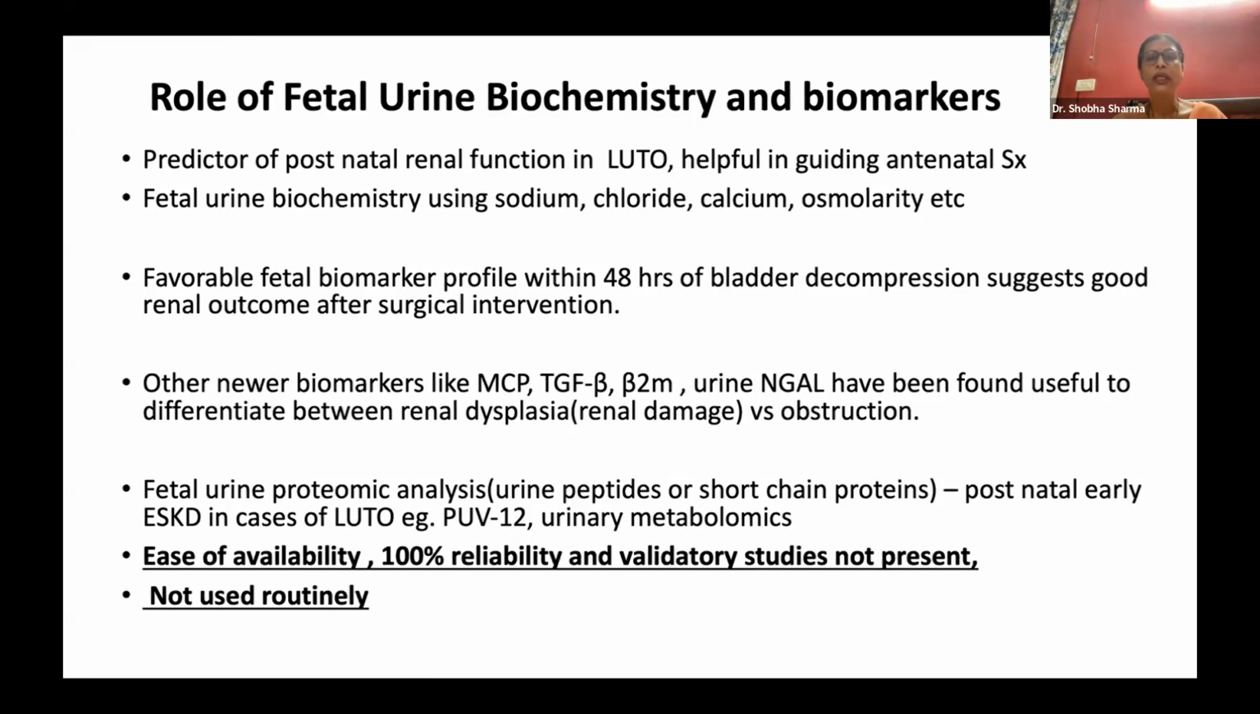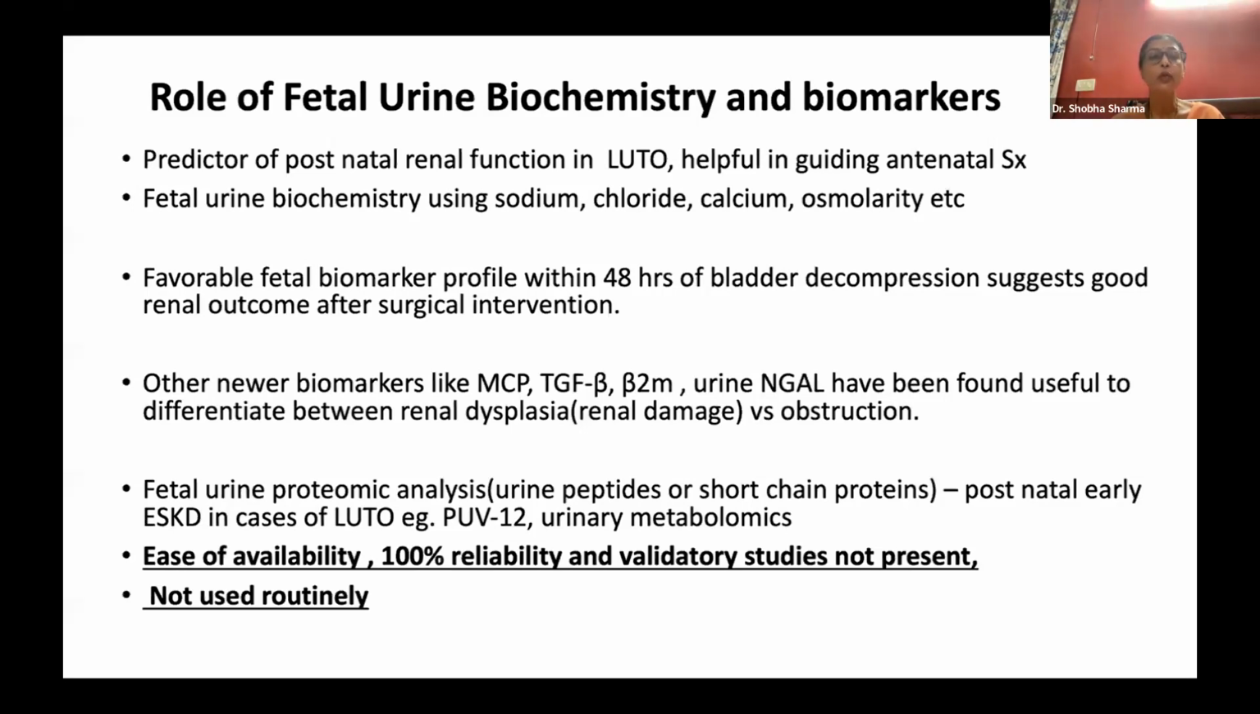So fetal urinary sample is taken by a fetal vesicocentesis. It has to be done, of course, before 27 weeks and preferably between 20 and 27 weeks. And the various biochemical parameters, or the analytes which are measured, are the urinary sodium, chloride, calcium, osmolarity. We do have normative values for all of them, and if they are very high, then it may suggest there is a significant renal dysfunction.